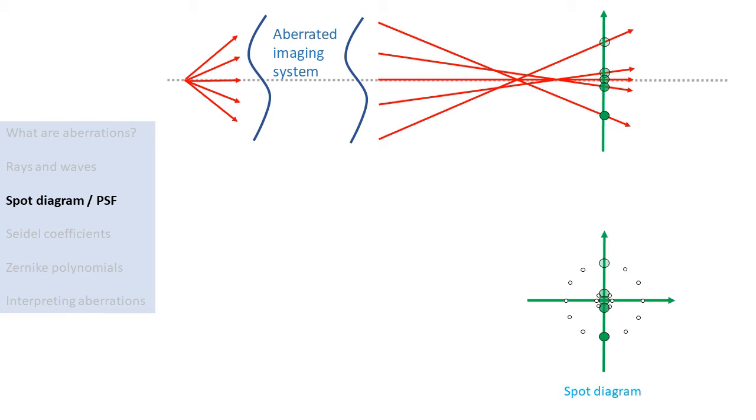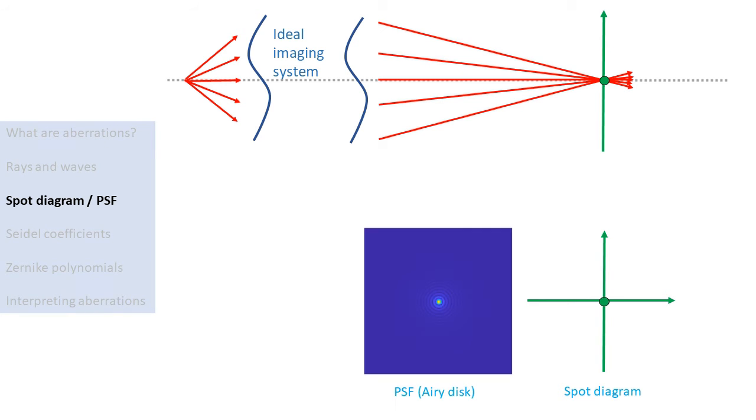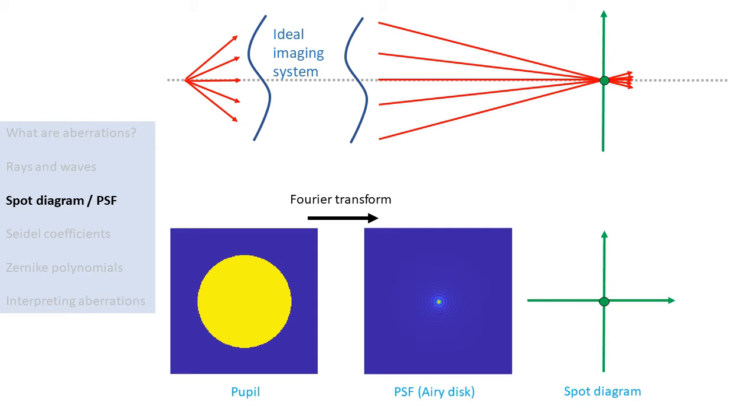In the case of ideal aberration-free imaging, all rays intersect at a single point, so the spot diagram also reduces to a single point. However, we know from wave optics that the ideal image of a point source is not a single point, but an Airy disk, which due to diffraction has a finite extent. We can calculate this Airy disk by taking the Fourier transform of the pupil.